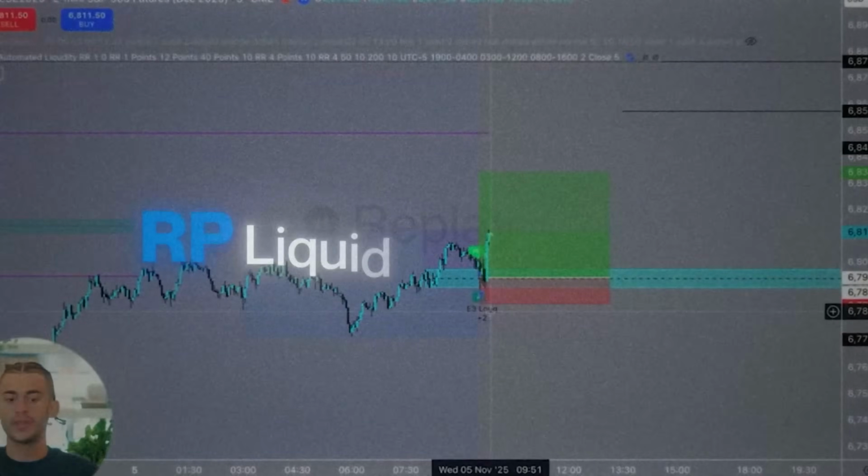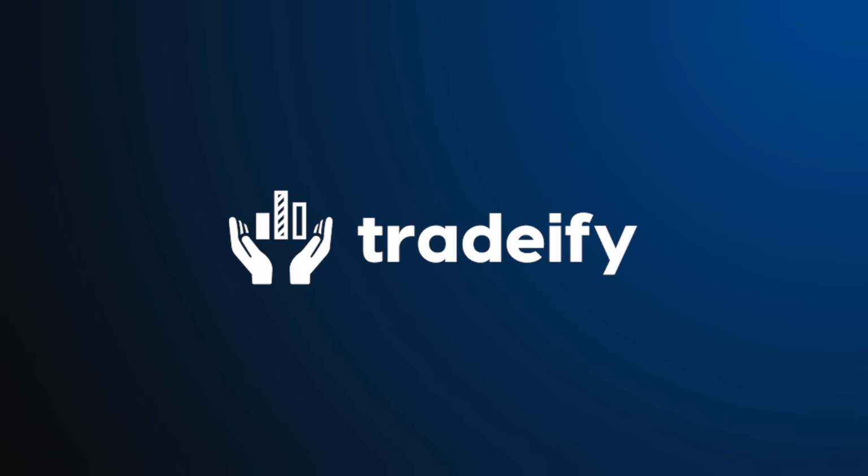Now, for those of you looking to get funded, we built something special. This is our RP Liquidity Scalper bot. It's built on the same institutional principles, but it's optimized specifically for passing prop firm challenges like Apex and TopStep, Tradeify, or whatever you use. It's a high-frequency strategy that focuses on quick, consistent wins to meet the profit targets and stay within all of the drawdown limits. Here's how it works.